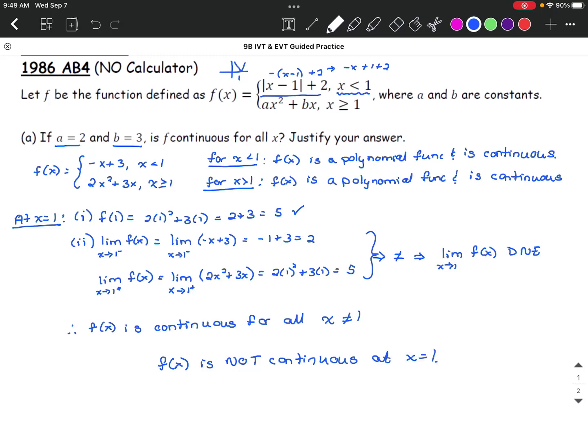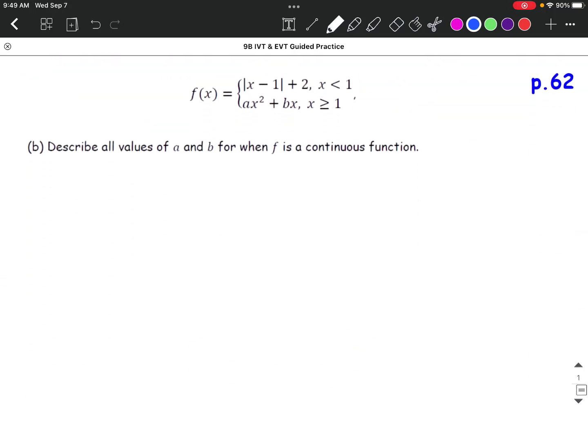We have all the information we needed for that. Awesome. Now there's a part B. Now notice in part B, it says describe. That means we're not going to find the actual values for A and B. We're going to have some kind of equation that relates A and B. So we're going to describe all values of A and B for when f is a continuous function.